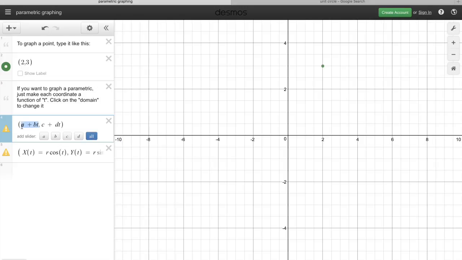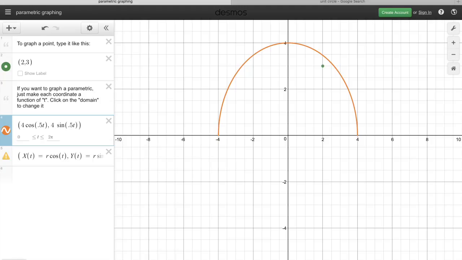So the first function we're going to enter is the one that will make a half circle of radius 4, and that'll be the head of the jellyfish. So that'll be x is equal to 4 times the cosine of 0.5t, and y is equal to 4 times sine of 0.5t. Where t is on the interval 0 to 2 pi for all of these.